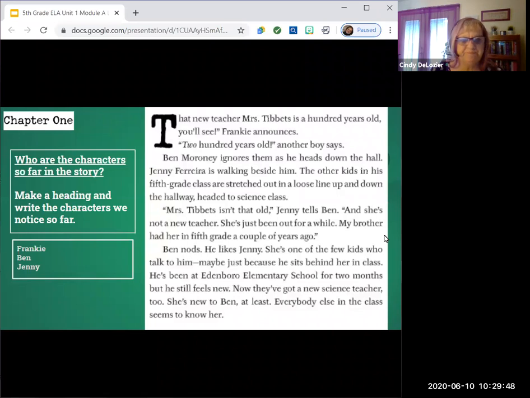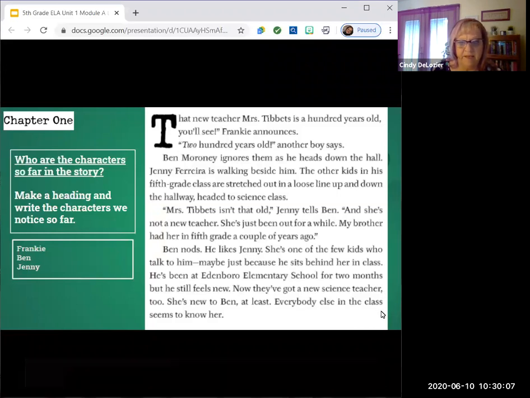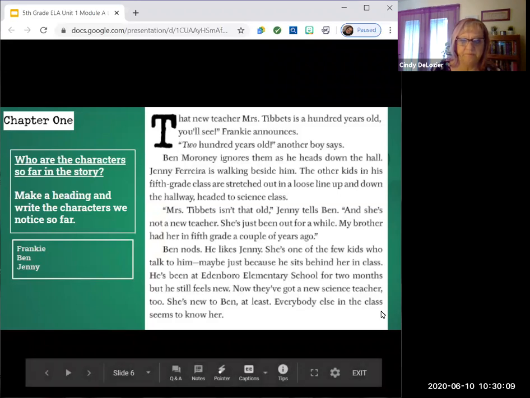Wonder why they left. Ben nods. He likes Jenny. She's one of the few kids who talk to him, maybe just because he sits behind her in class. He's been at Edenborough Elementary School for 2 months, but he still feels new. Now they've got a new teacher too. She's new to Ben at least. Everybody else in the class seems to know her.